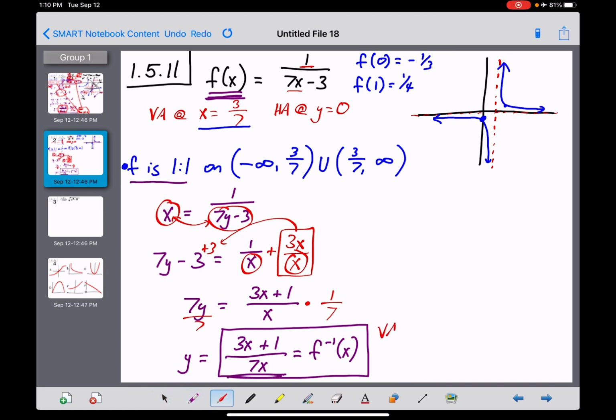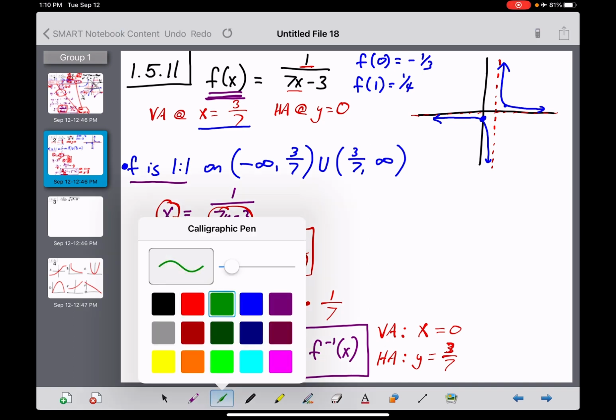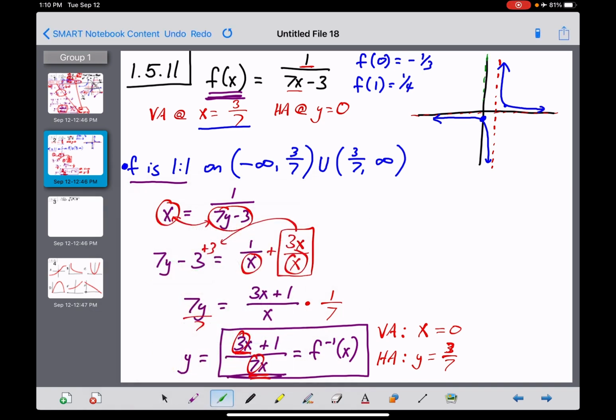All right, guys, vertical asymptote. Take a look at your denominator right here. That one will not exist when x is 0. Our horizontal asymptote, all right, we have a linear function on top, a linear function on bottom. It's a tie. So we have a horizontal asymptote at y equals the quotient of your leading coefficients, 3 and 7, so we get y equals 3/7 for our horizontal asymptote. So, let me switch that to green. Vertical asymptote right here at the y-axis. Horizontal asymptote at y equals 3/7.